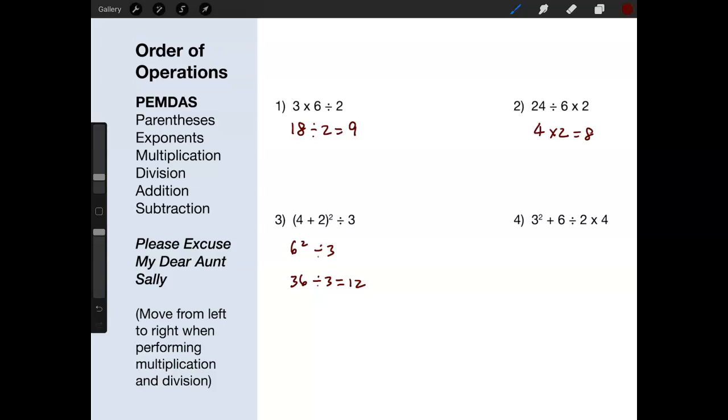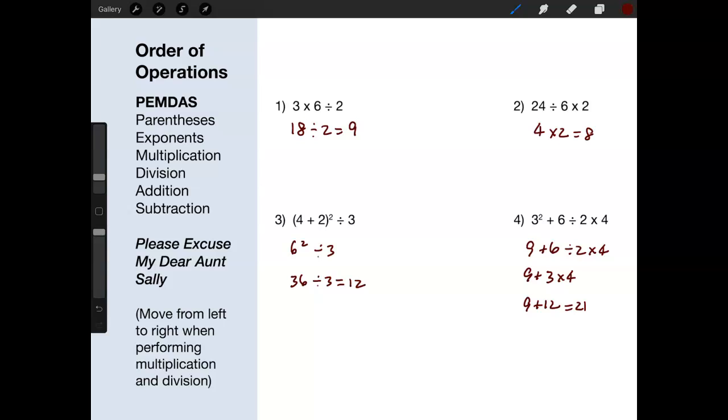In our final example, we have 3 squared plus 6 divided by 2 multiplied by 4. We first do the exponent. 3 squared is 9, and 9 plus 6 divided by 2 multiplied by 4. Next we perform division. 6 divided by 2 is 3, so now we have 9 plus 3 multiplied by 4. We now perform multiplication. 3 times 4 is 12. We have 9 plus 12, and our final answer is 21.